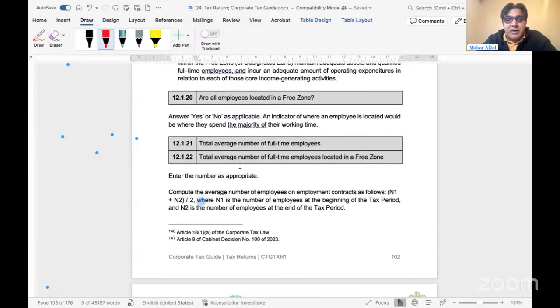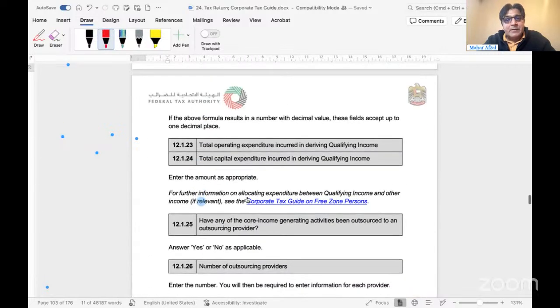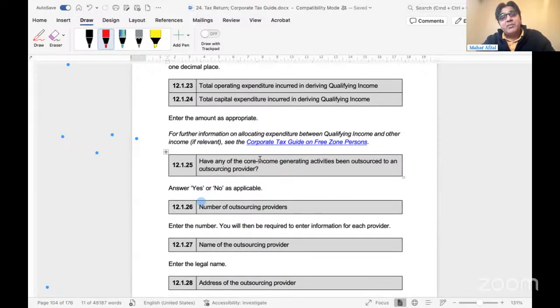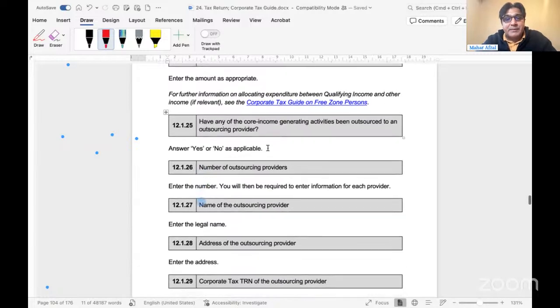Total number of full-time employees located in the free zone. When they are asking for average employees, it is employees at the beginning of the year plus employees at the end of the year, divided by 2; it has been given here. You can go through this. Total operating expenditure, total capital expenditures. Why? Because, as I mentioned, you need to maintain adequate assets, employees, and expenses. This is the reason they are asking this question. Enter the appropriate amount.